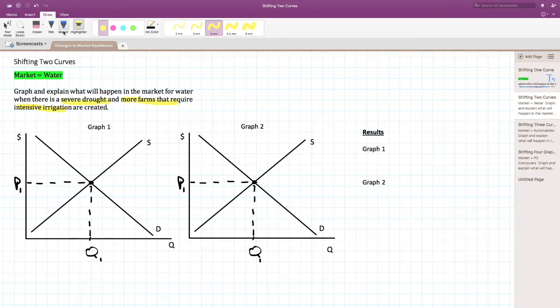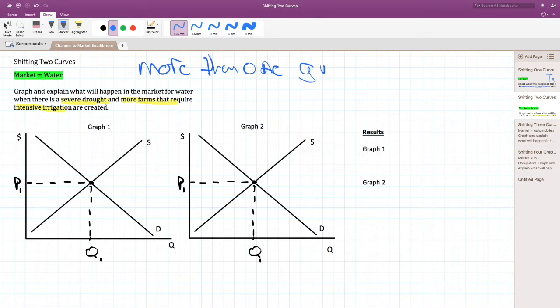Okay? So when you solve these multiple shift problems, it's very important that you draw more than one graph. Okay, and I've already set this up with two graphs. Okay? Don't try and solve a multiple shift problem on just one graph. It gets to be too confusing. When you solve these problems, put them on more than one graph. So here's my first shift. I'm going to do this on graph 1.